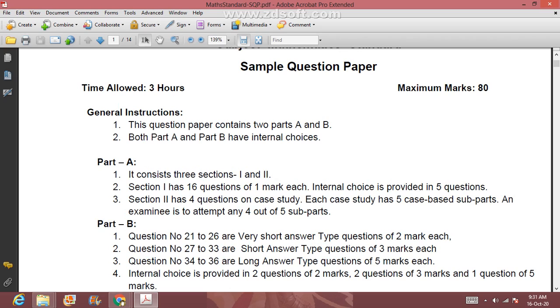Can you hear my voice, students? Can you see the instructions of the sample question paper? Can you read it?